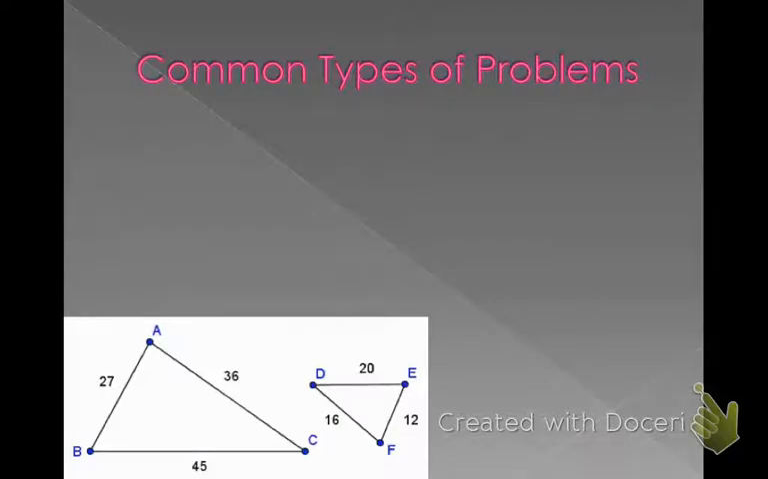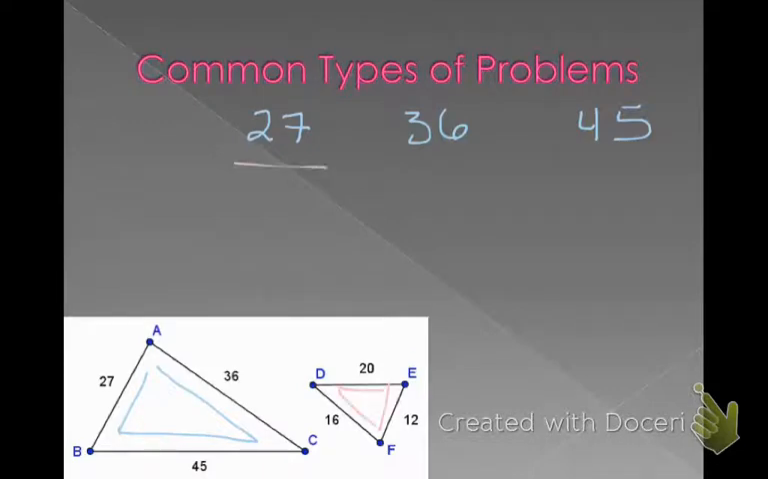Alright, so looking at the turned triangle, we want to know, are the 2 triangles similar? And if so, we're going to write our similarity statement. So looking at the larger triangle here, I have 27, 36, and 45 going in size order. In the smaller triangle, we have 12, 16, 20.